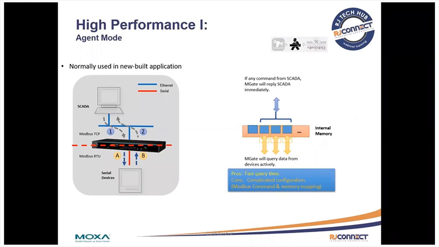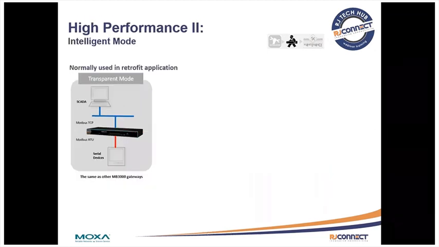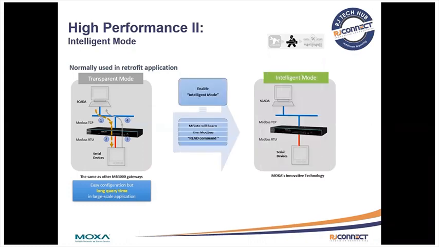The only problem with this is it's a complicated configuration, especially when you have a high density Mgate like the 3060 series. Then we've got transparent mode, where our Modbus request gets sent by the SCADA via the Mgate to the serial device, and the serial device replies through the Mgate to the SCADA system. This makes it very easy to configure, but with large-scale applications, it can make query times a lot longer.